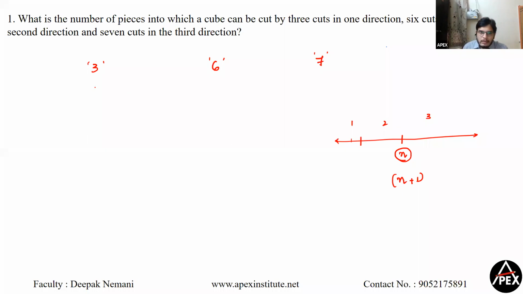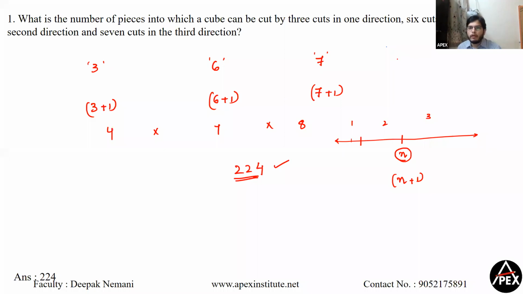So 5 cuts in one direction, so 5 plus 1. 6 cuts are made in second direction, then 6 plus 1. And 7 cuts are made in third direction, so 7 plus 1. So 6 into 7 into 8. So 42 into 8, that is 336... sorry, the answer given is 224. So 224 should be the right answer. Perfect. Clear, guys? So I think basics are clear to you.